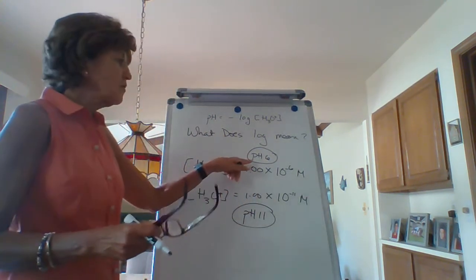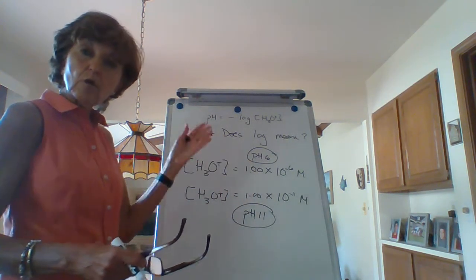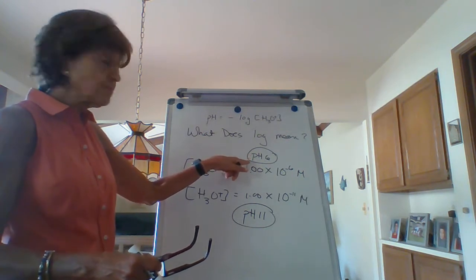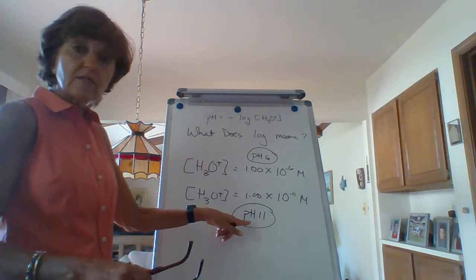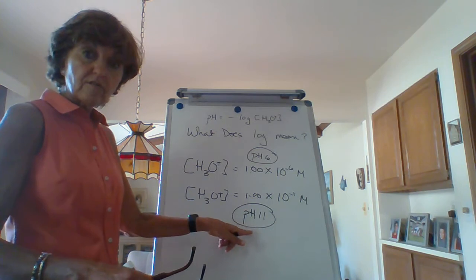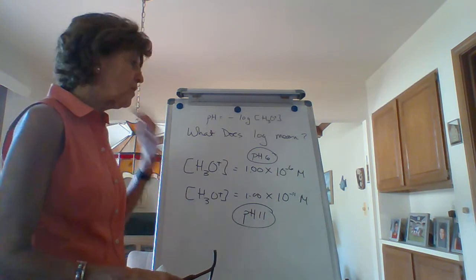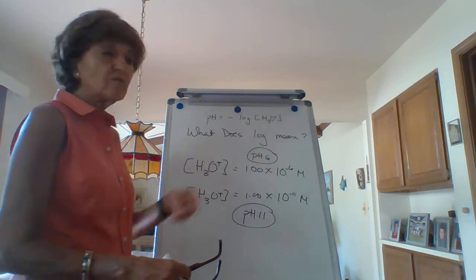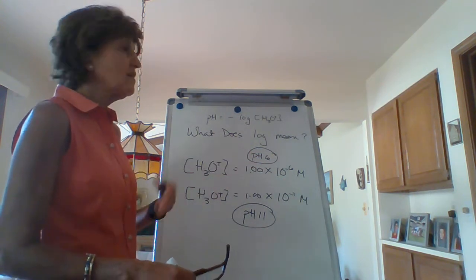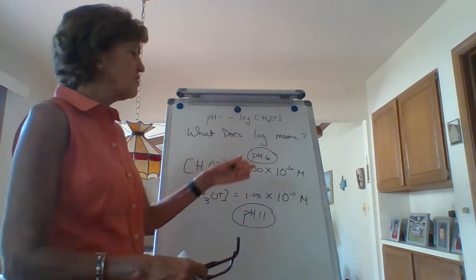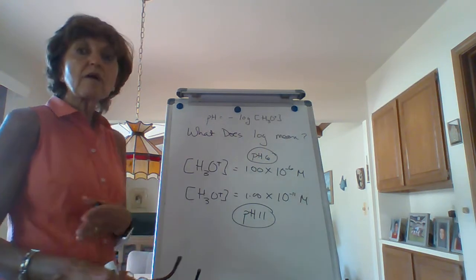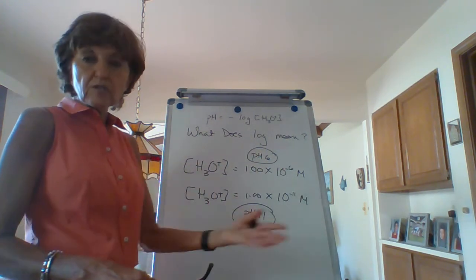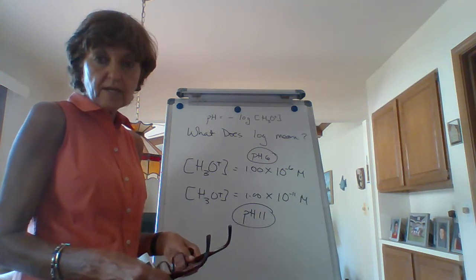Okay, this solution, acidic or basic? It's lower than 7, it is acidic. This solution, acidic or basic? Higher than 7, it's basic. This one is very basic because it's a lot higher than 7. This one is just a little under 7, but it's 10 times more acidic than 7. So it's definitely acidic, but it's not as acidic as the pH of 3 or pH of 1 or pH of 2. You get the idea here?